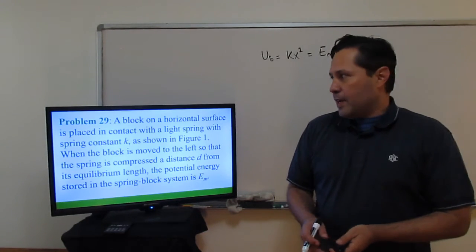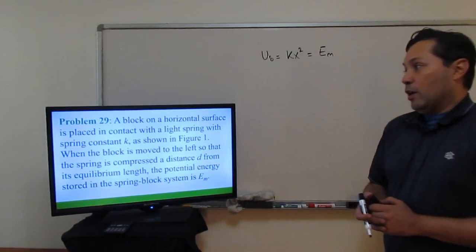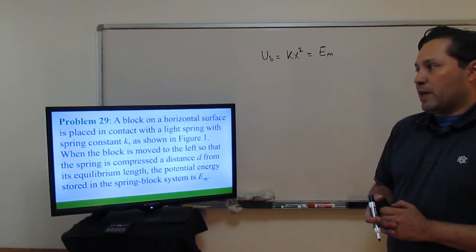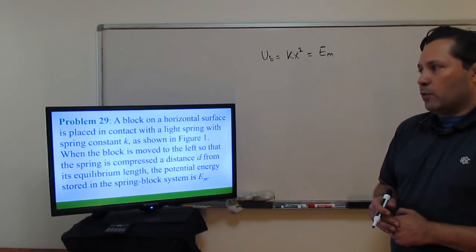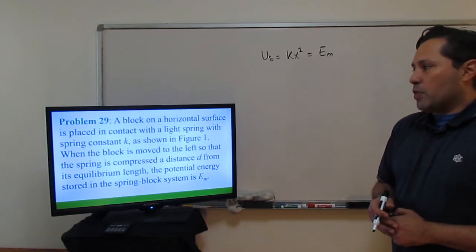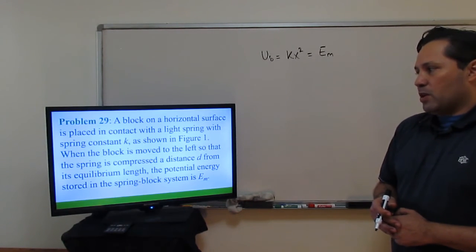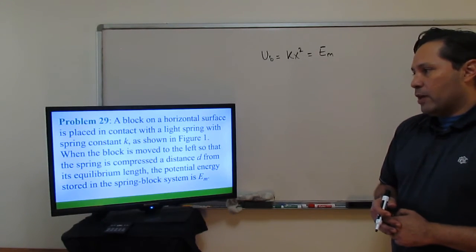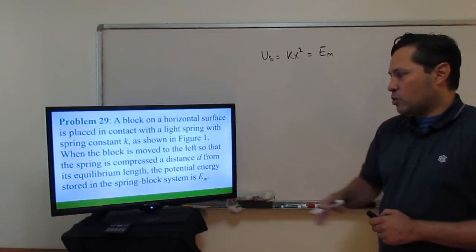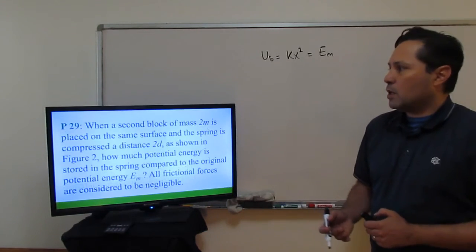Next is problem 29. In this problem they ask you, a block on a horizontal surface is placed in contact with a light spring with a spring constant of K, as shown in figure 1, which we'll see in a bit. When the block is moved to the left so that the spring is compressed a distance of D from its equilibrium length, the potential energy stored in the spring block system is EM.